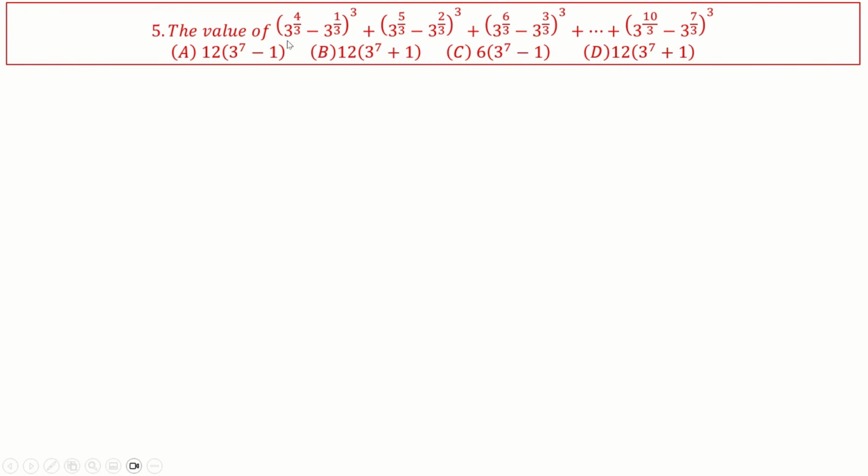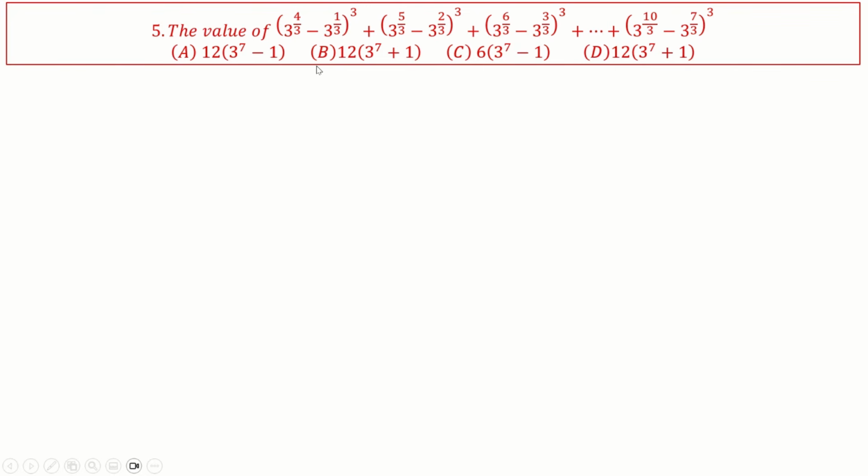If you observe the pattern, the powers of 3 are increasing in both cases. If you call these A and B, in both A and B terms the power is increasing. 4 by 3 here, 5 by 3; 1 by 3 here, 2 by 3. 5 by 3 increased to 6 by 3 and up to 10 by 3, and this 1 by 3 has increased up to 7 by 3. So basically there are a total of 7 terms and you need to find out.